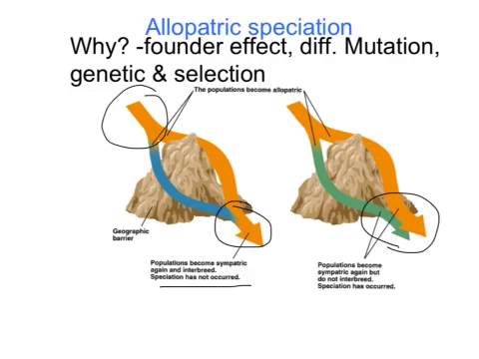I say both. All of these things are reasons that could lead to allopatric speciation: our founder effect, the different mutations, the genetic drift, as well as the various selecting pressures on each side of, in this case, each side of the mountain.